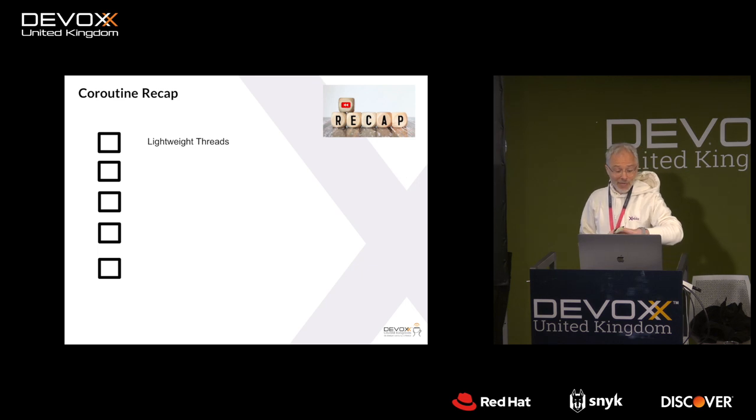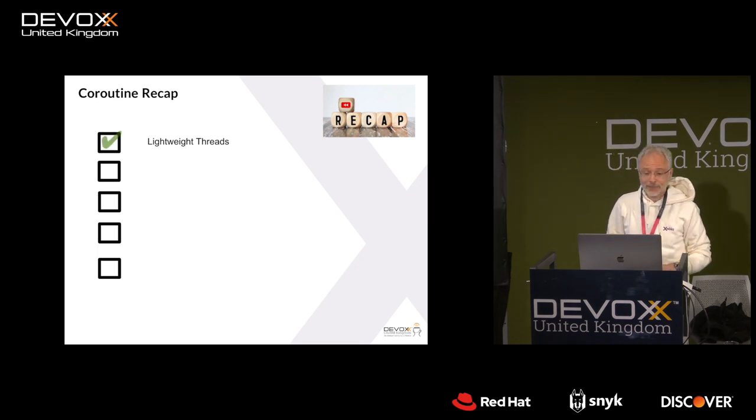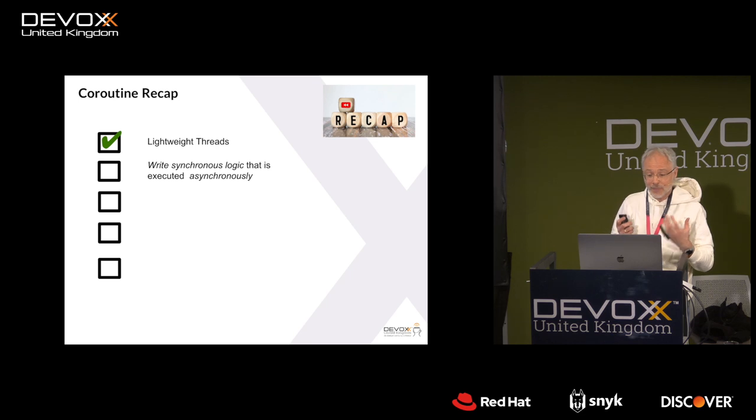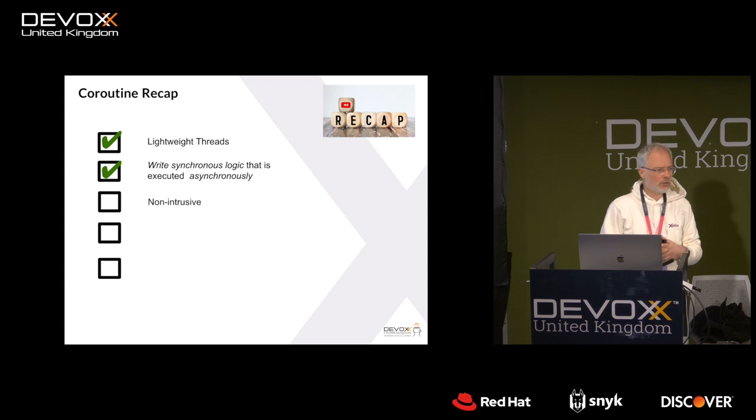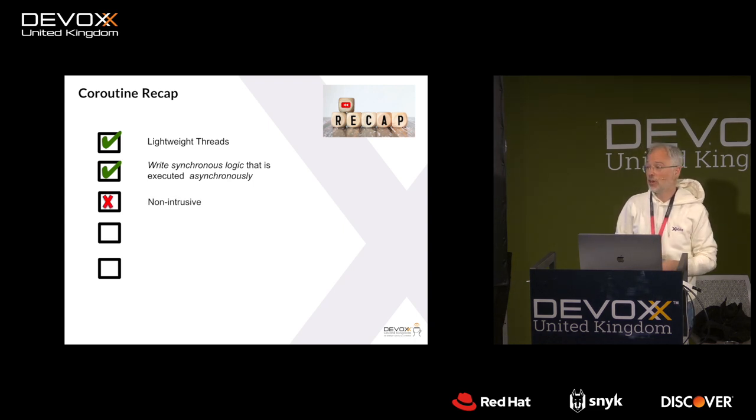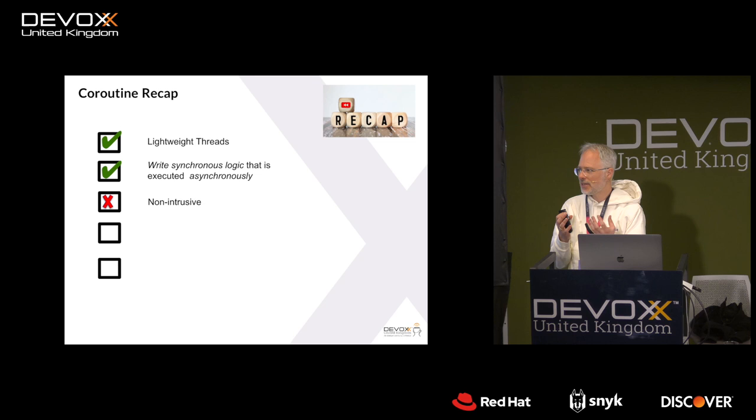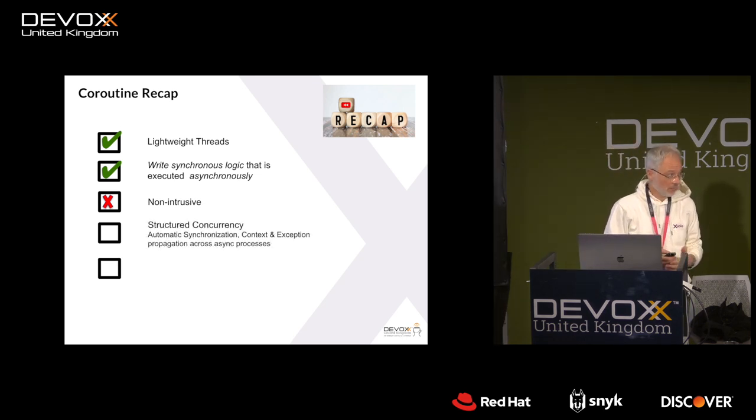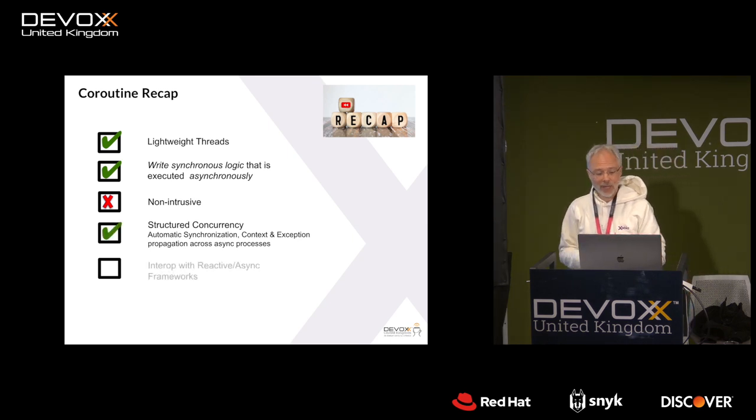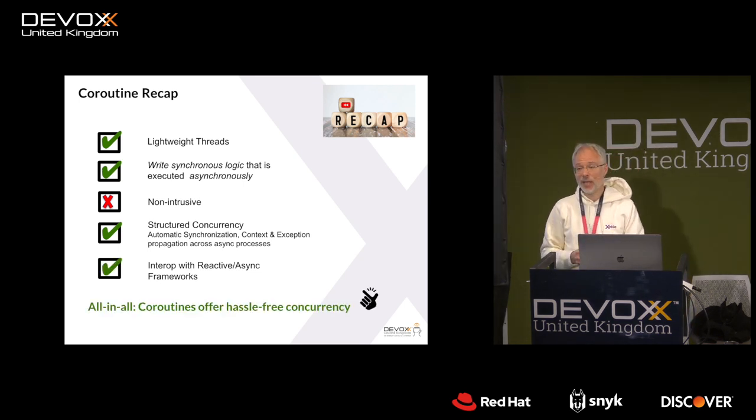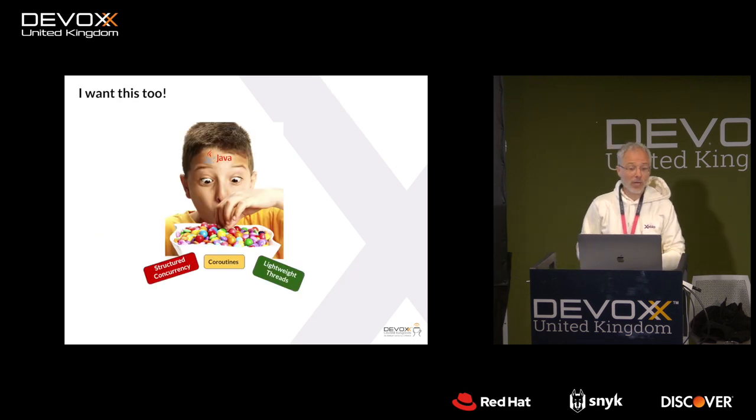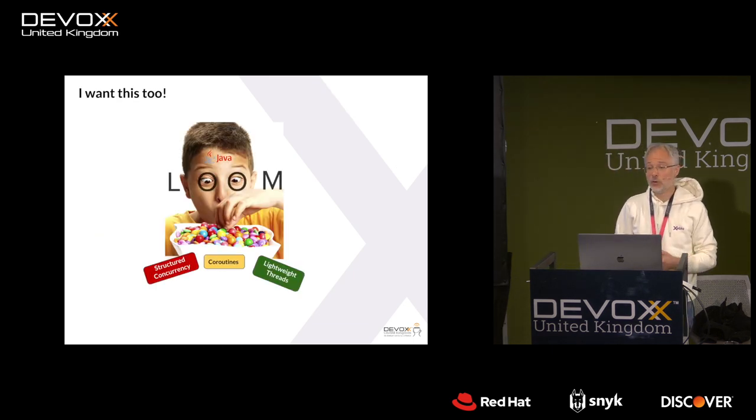Okay. So let's recap. We have lightweight threads. Can we write synchronous logic and execute asynchronously? Yes, we can. Are coroutines totally non-intrusive? No, they're not, right? You have to suspend calls and there are some limitations and constraints on how you're going to use them. Do we have structured concurrency? I would say yes, perfect even. And we have nice interop with reactive and async frameworks. So all in all, coroutines really give you a hassle-free way of doing concurrency. No wonder Java wants this too. And this is where Project Loom comes in.